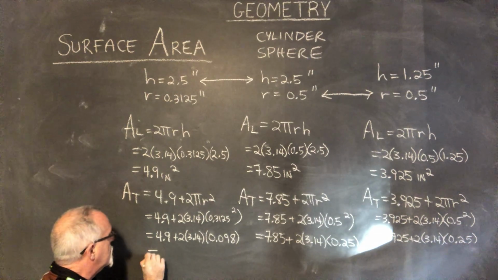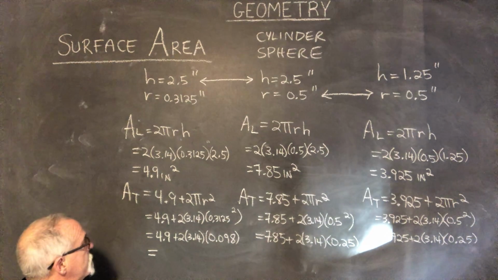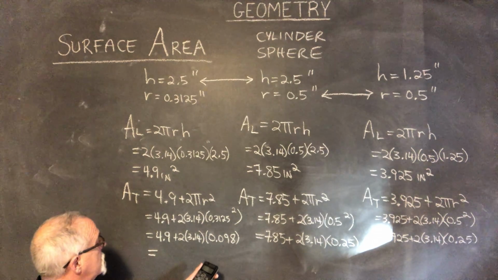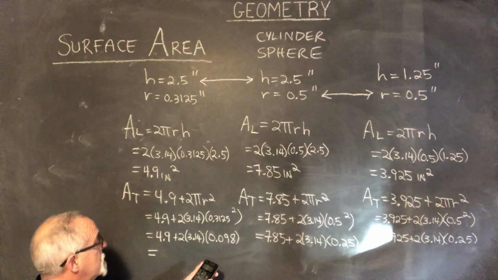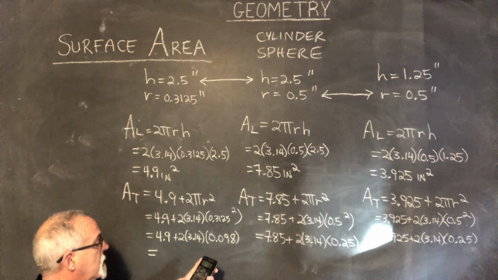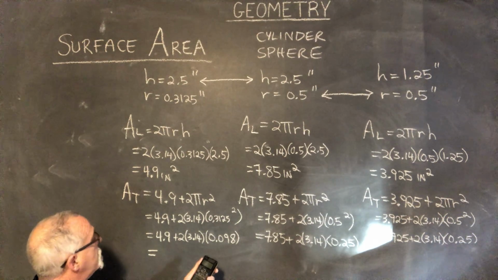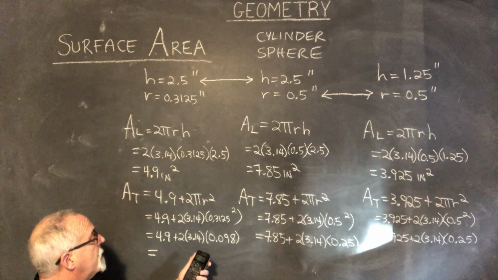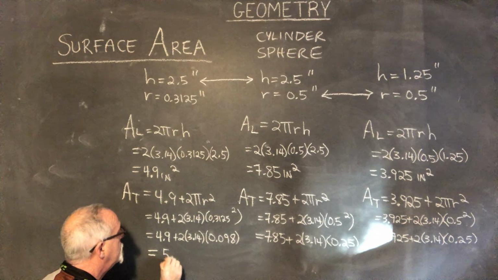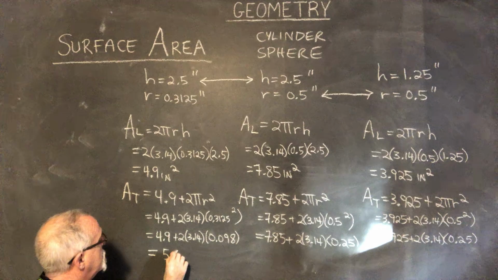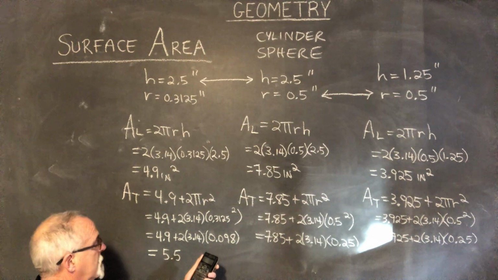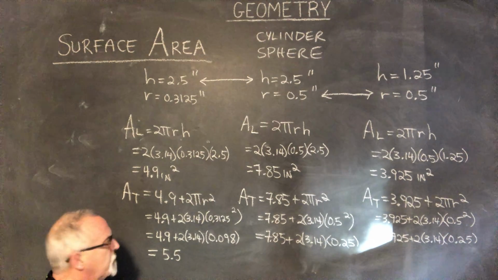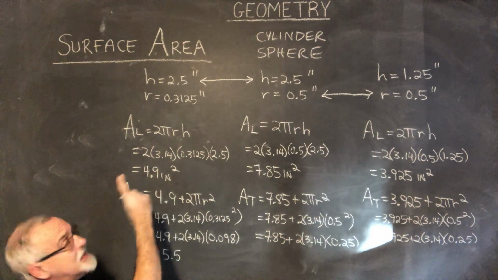I'll do the rest of the calculations all at once because I'm running out of room. So I'll do the multiplication and then add the 4.9. So I'm doing 2 times 3.14 times 0.098 equals 0.61544, but I'm adding it to 4.9. 4.9 plus 0.6 equals 5.5. So this part multiplied out to only 0.6154, very small, but remember that was the skinny one.